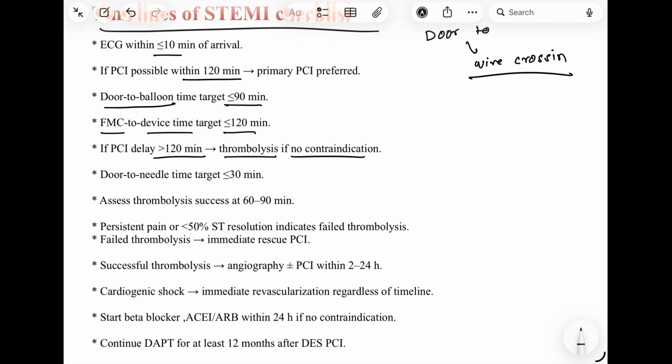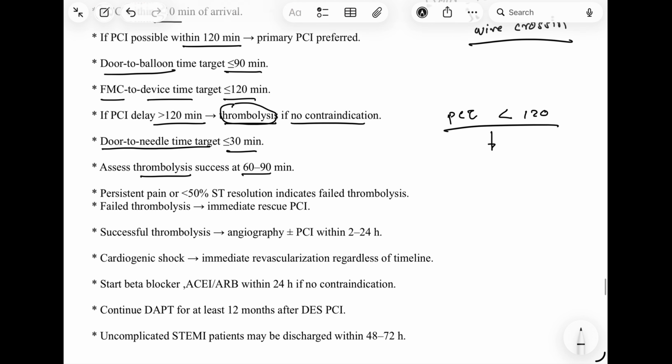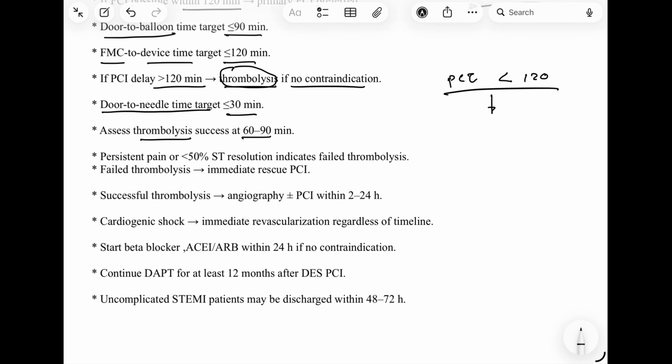Now suppose you receive a patient with STEMI and you are not able to perform PCI within 120 minutes, then what will we do? We will go for thrombolysis, and door to needle time for this is less than 30 minutes. Right? After thrombolysis, we have to assess at around 60 to 90 minutes to understand whether the thrombolysis has worked or not. So failed or successful thrombolysis is defined after 60 to 90 minutes of assessment. And if there is less than 50% ST resolution, that means we have failed the thrombolysis. And for failed thrombolysis, we go for immediate rescue PCI.